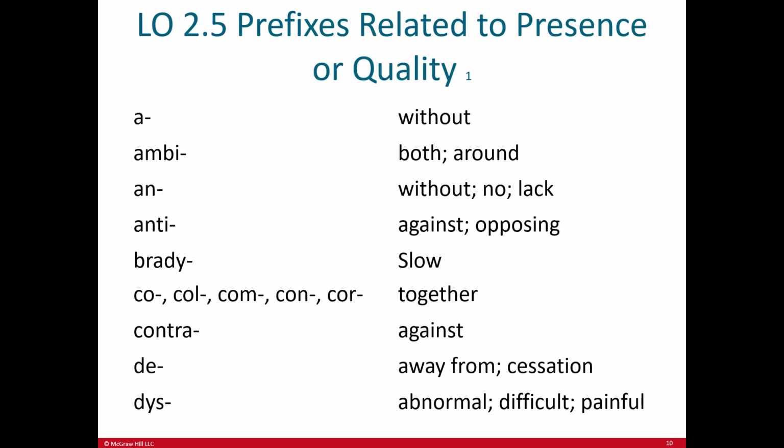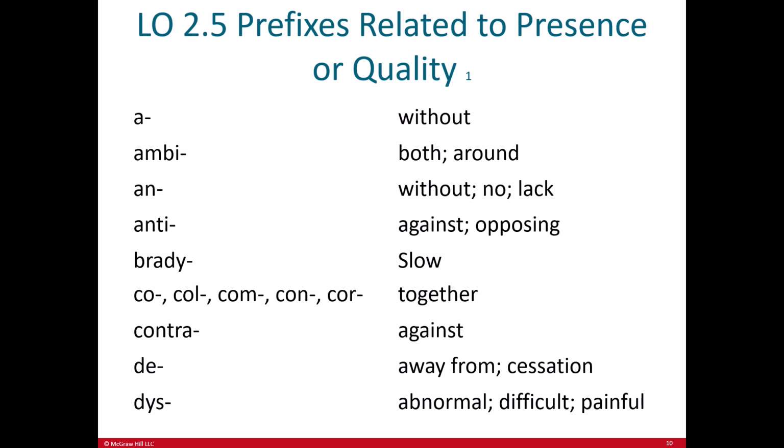Then we have ambi, which means both sides. So I'm sure you've probably heard of the term ambidextrous, where you use both hands. That means you use both sides. And then an, without, no, or lack. Anti means against or opposing. We use that one in a lot of our terms in English. Then we have brady. It looks like Brady, but it's not the Brady Bunch. It's brady, and it means slow.